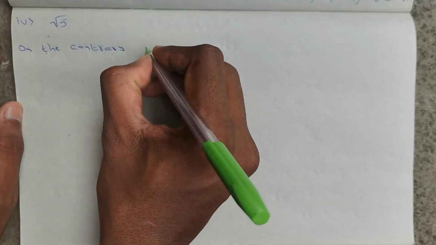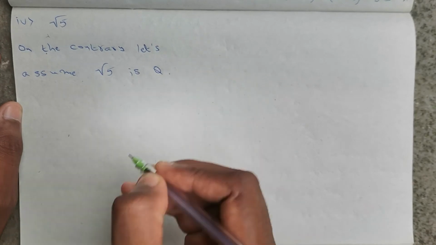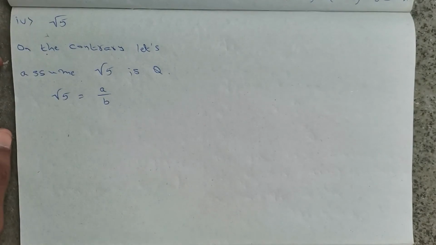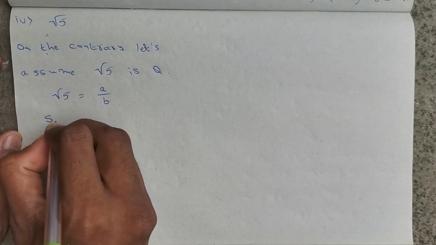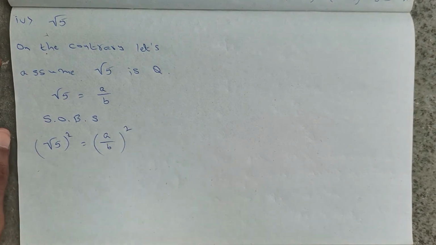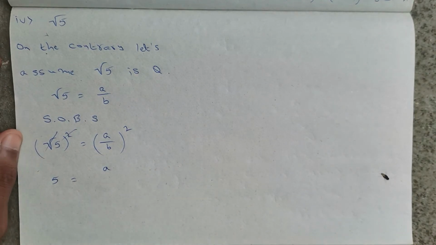The first step, as usual, on the contrary, let us assume root 5 is rational. So root 5 is equal to a by b, and here squaring is compulsory. Squaring on both the sides: root 5 whole square is equal to a by b whole square. Here square root and square cancel, so we remain with 5 is equal to a by b whole square, which is a square by b square.